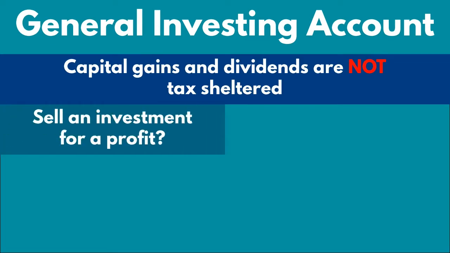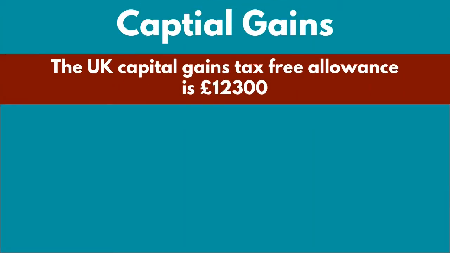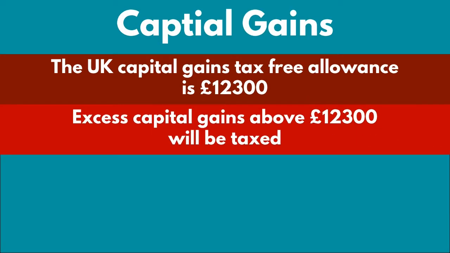Whenever you sell an investment for a profit in a GIA, the profit is known as capital gains. When you sell an investment for a profit, this is also known as realising gains. In the UK, you have a capital gains tax-free allowance of up to £12,300 in the current tax year. Any capital gains above £12,300 will be subjected to tax, depending on your income tax rate. I'll leave a link in the description where you can find out how much tax you would pay on your capital gains on the government's website. The best way to explain this is with an example.